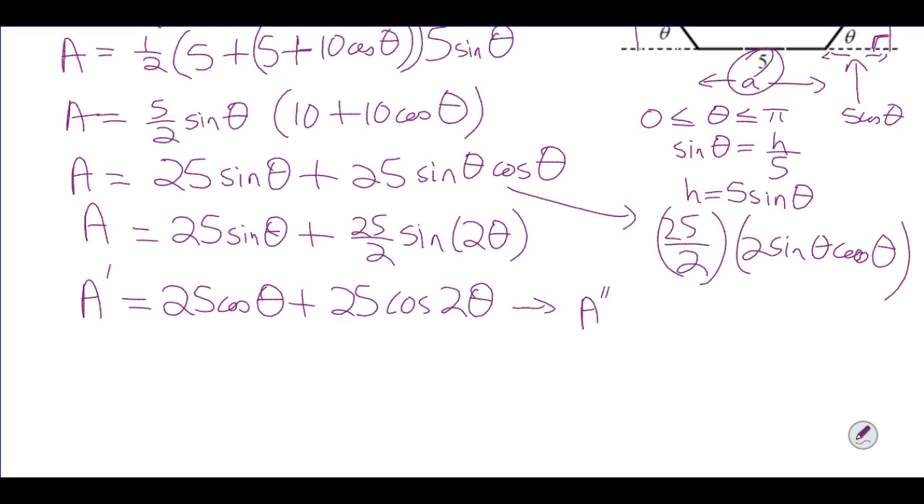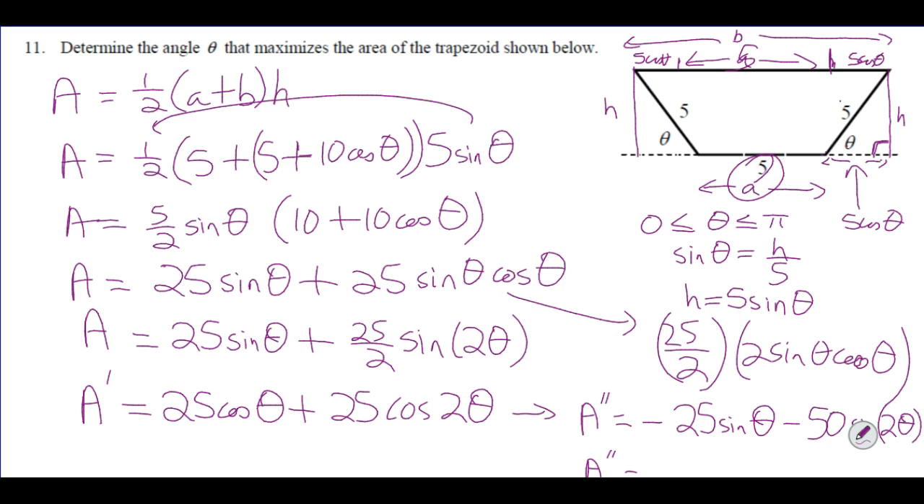All right, let's do a double prime while we're here, because it's pretty easy to do, right? So we're going to get minus 25 sine theta minus 50 sine 2 theta. And did we say anything about theta? Oh, we did, yeah. It says between 0 and pi.